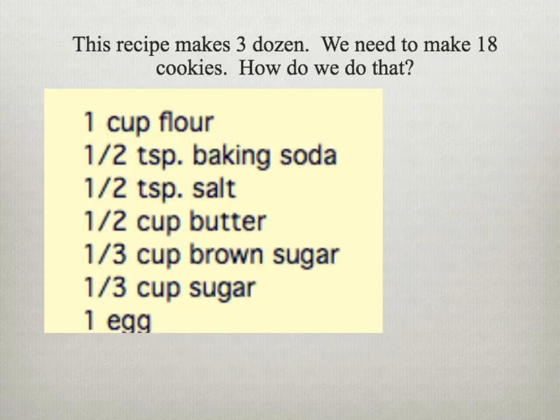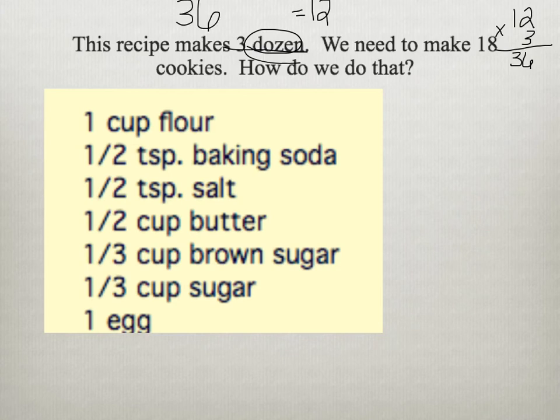This recipe is for cookies and it makes 3 dozen cookies, but we only need to make 18 cookies. How do we do that? Well, first of all, we need to figure out what a dozen cookies are. So maybe you have some background knowledge and you already know what a dozen cookies are. Maybe you know what a dozen eggs, or maybe like a dozen donuts. A dozen equals 12. So if I have 3 dozen, 12 times 3 is 36. So 3 dozen cookies is 36 cookies.